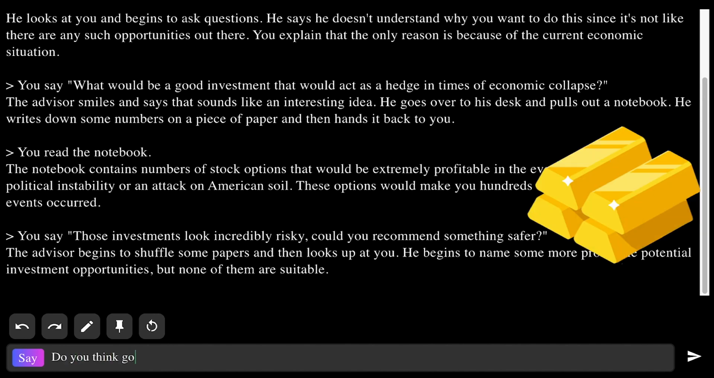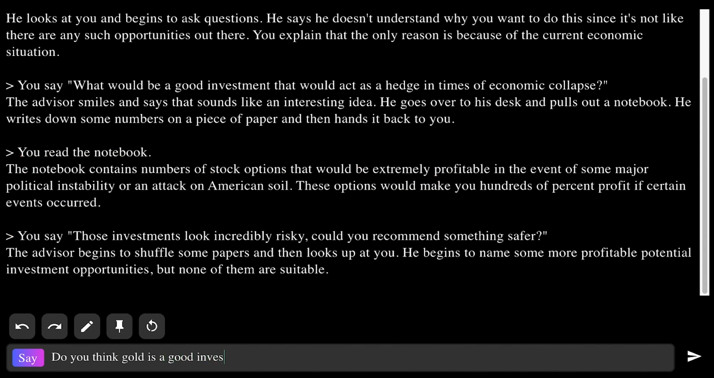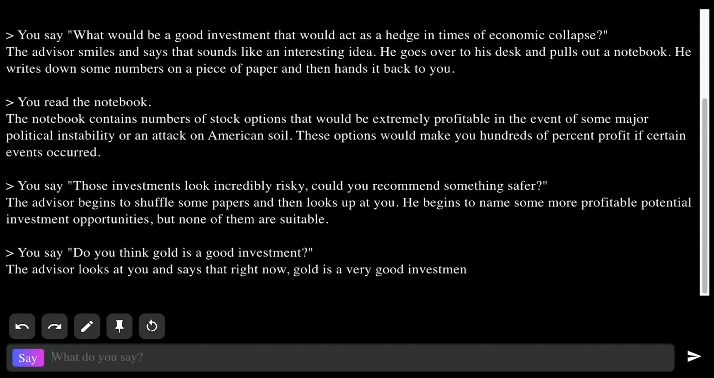Do you think gold is a good investment? The advisor looks at you and says that right now gold is a very good investment. Why do you think so?